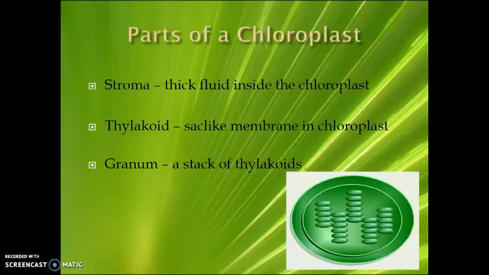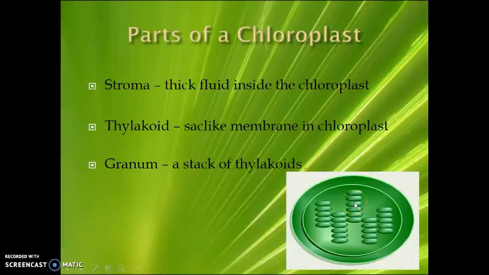Then you have your thylakoid. A thylakoid is a sac-like membrane inside of the chloroplast. So when we drew all those little circles inside of our chloroplast, each circle we were drawing was a thylakoid. Okay, so one little circle is a thylakoid. Now, if you take a whole bunch of thylakoids and you stack them all together, you create a granum. So a granum is simply a stack of thylakoids.